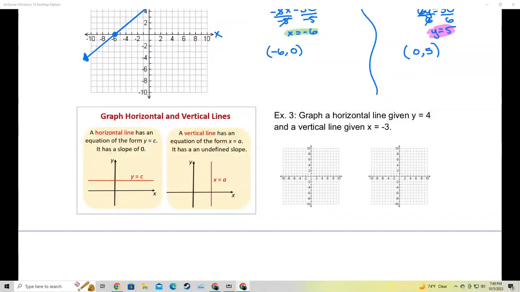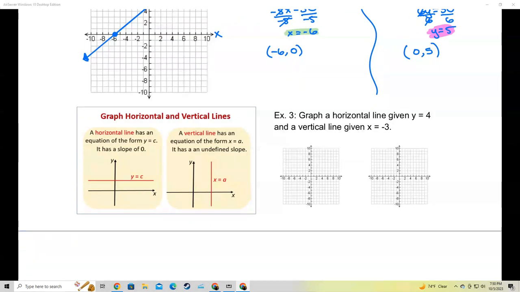For vertical lines, you're going to do the exact opposite. Vertical lines, you're going to have a line that goes straight up and down, and instead of y equals a number, you're going to have x equals a number. And remember that when you have a line that goes up and down, that slope is going to be undefined. Okay? So let's take a look at example number 3.